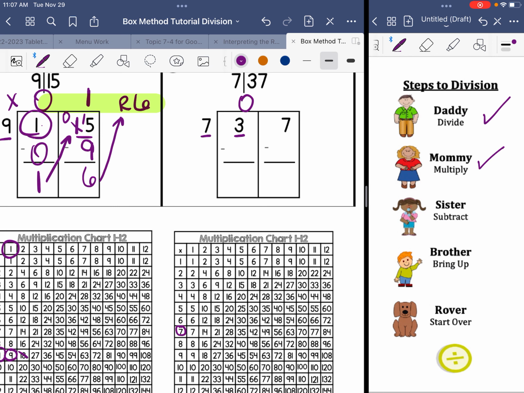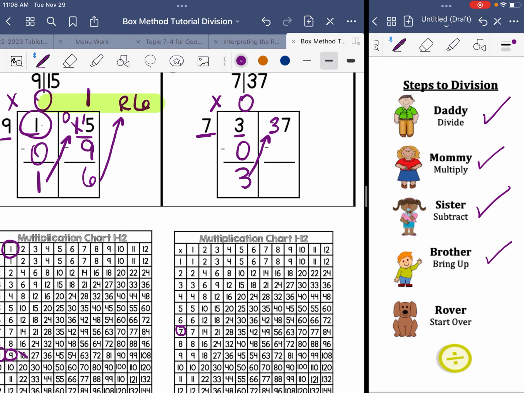So now we're at mommy multiply. 0 times 7 is 0. So now we're at sister subtract. 3 minus 0 is 3. All right, so now we're at brother bring up. Bring up the 3, and now we have 37.